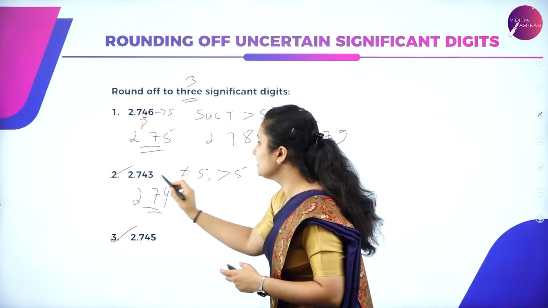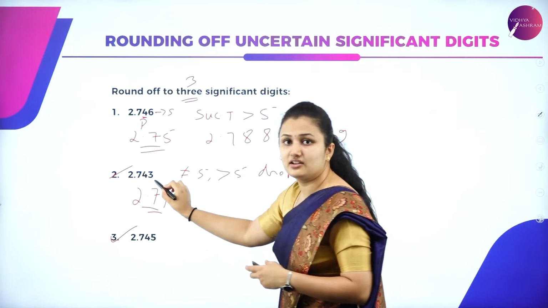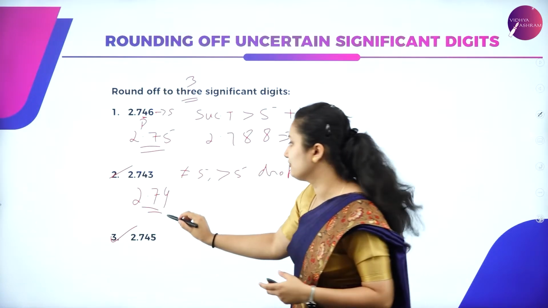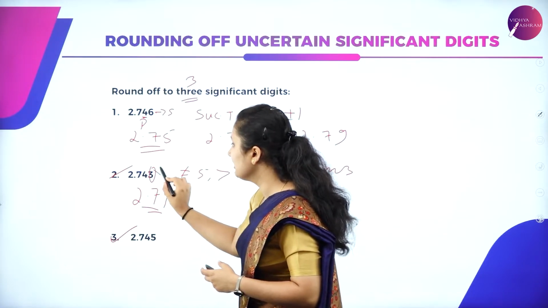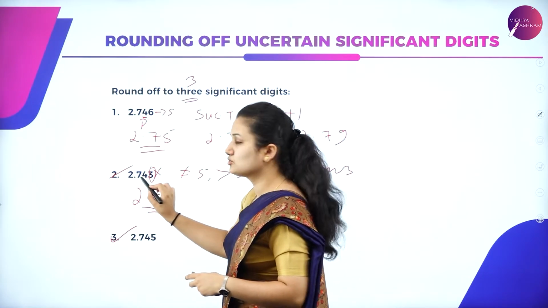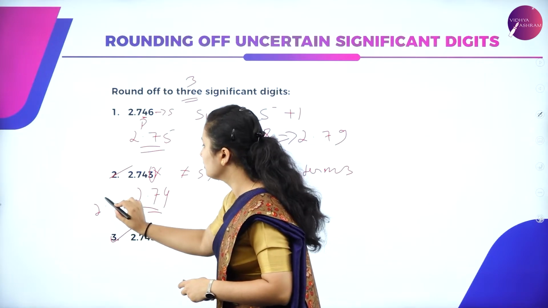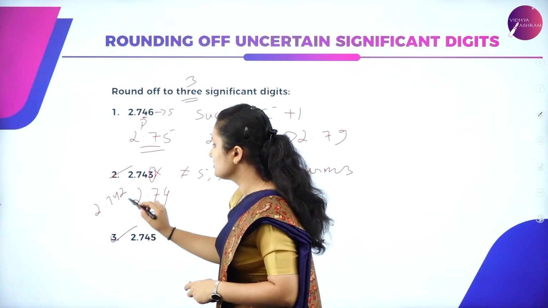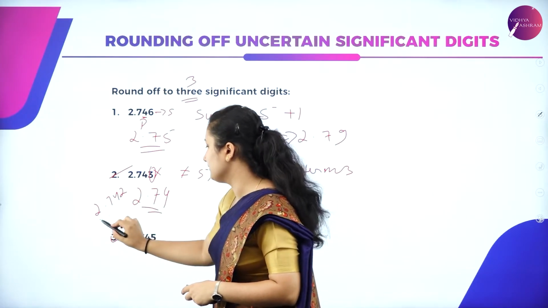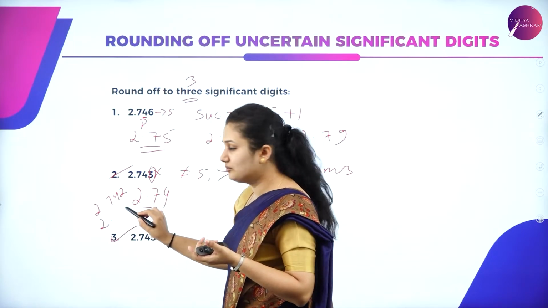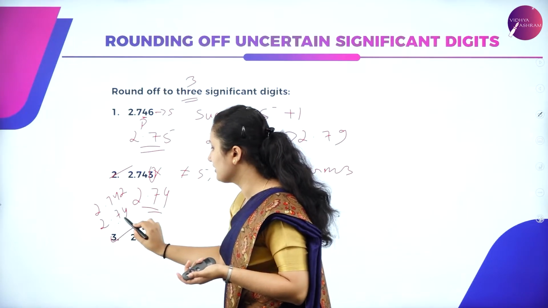So here it is 2.743. 3 is not equal to or greater than 5, so we will simply leave this term. It will be 2.74. In case you have 2.742, it is not equal to or greater than 5, so I will drop the 2. I will have only 2.74.